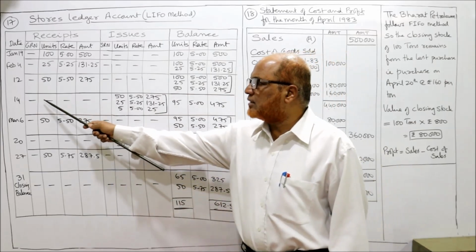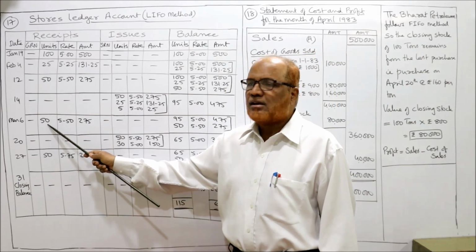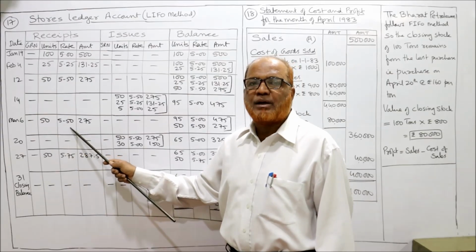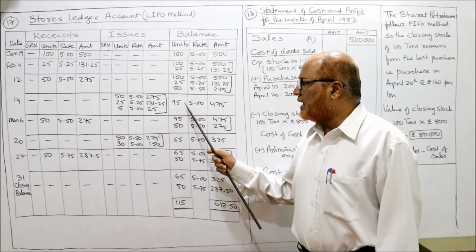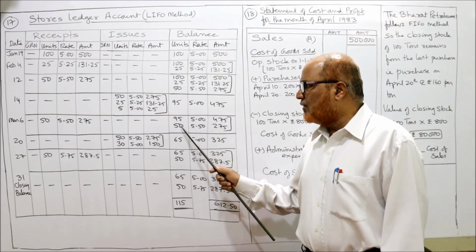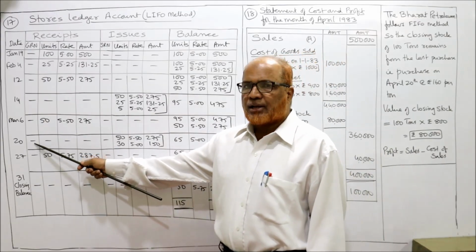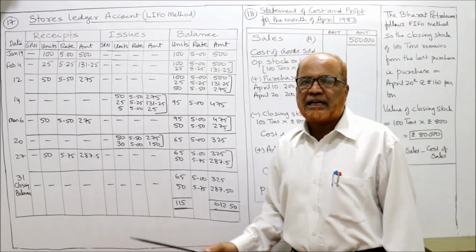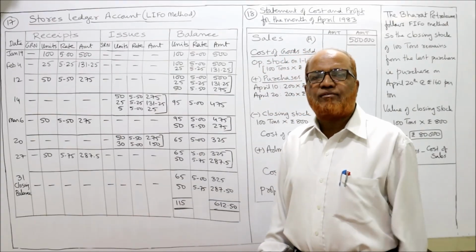Now after 14th, on March 6th, there is a purchase of 50 tons at the rate of 5 rupees 50 paise, 5.50. It comes to 275. Now we have 2 balances: 95, 5 rupees, 475, and 50, 5.5, 275. 2 lots we are having. Now 20th March, there is an issue of 80 tons. It is given in the problem. 80 tons are issued. Again, last in, first out.